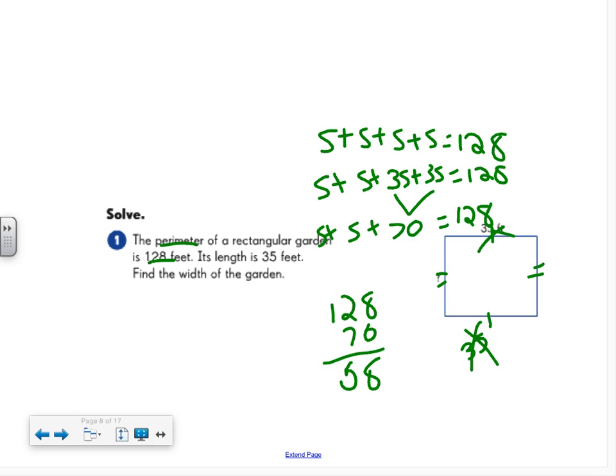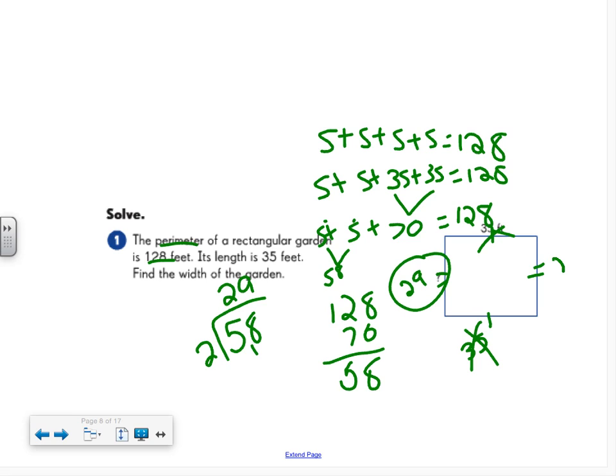And then what I can do is I have 58 left, so I know that these two together are going to be 58. Well, I know that they're exactly the same number, so I can take that 58 and divide it by 2, and I get 29. So I know that each side is 29 feet. Those two sides are 29 feet.